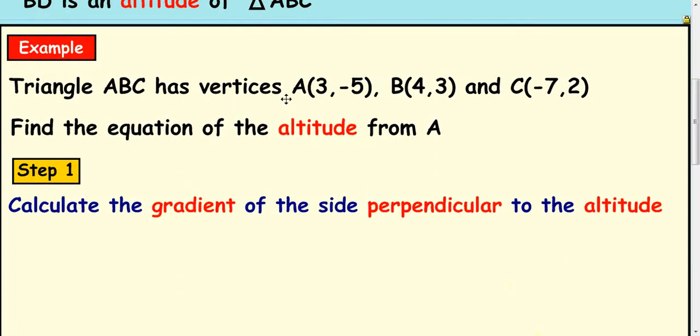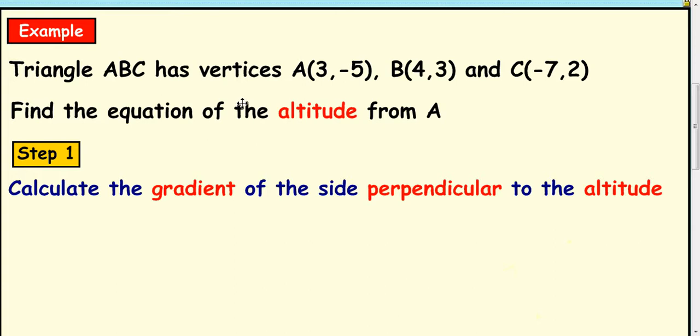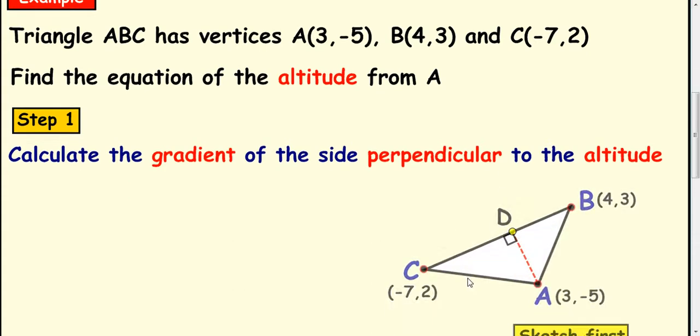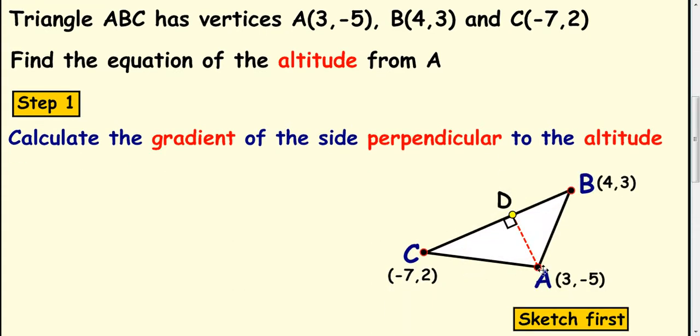Triangle ABC has vertices A (3, -5), B (4, 3), C (-7, 2). And again, from the earlier questions, make sure you draw a sketch out if you don't have one. Quite often in exam questions you do get one, but if there's not one there, make sure you sketch it out. So we have to find the equation of the altitude from the point A. So a quick sketch. The altitude's coming from A, so you draw a line coming out of A and it meets the opposite side at right angles.